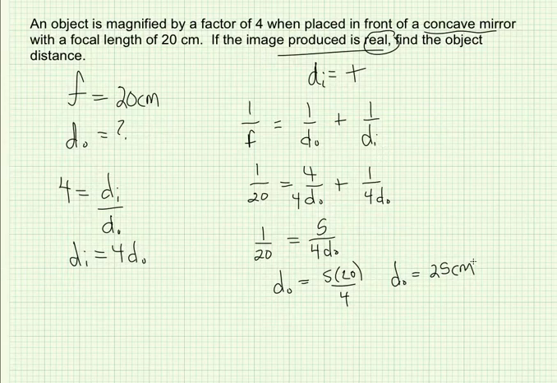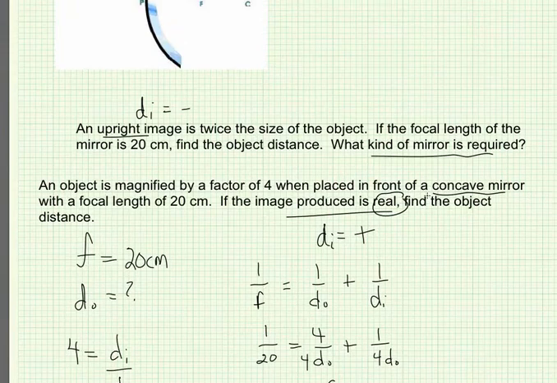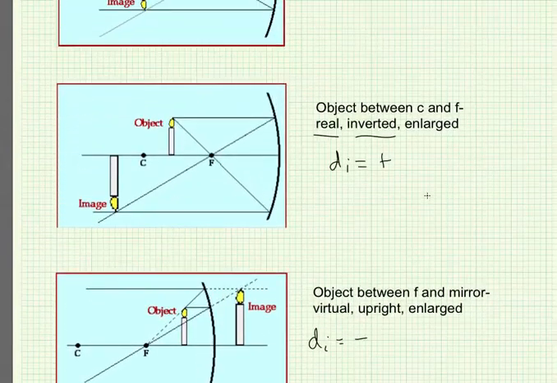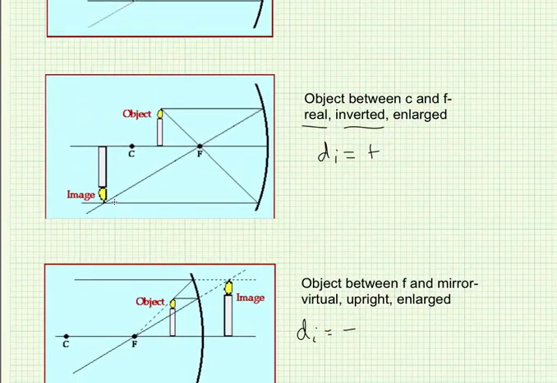So let's just confirm it. We've placed an object now between F and C, and I'm getting a magnified image. So I have this diagram right here. I have my object between F and C. What kind of image do I have? I have a real and enlarged image. All right, we did it right.